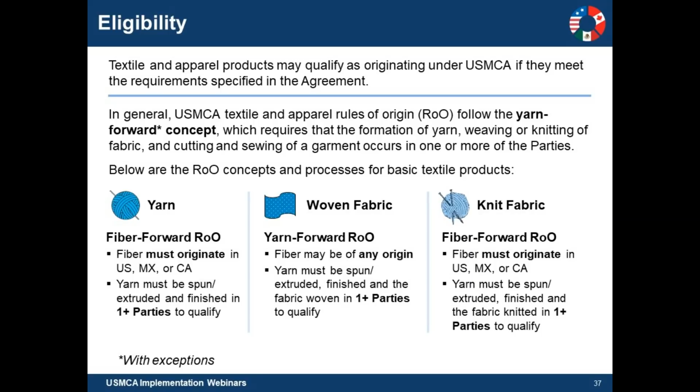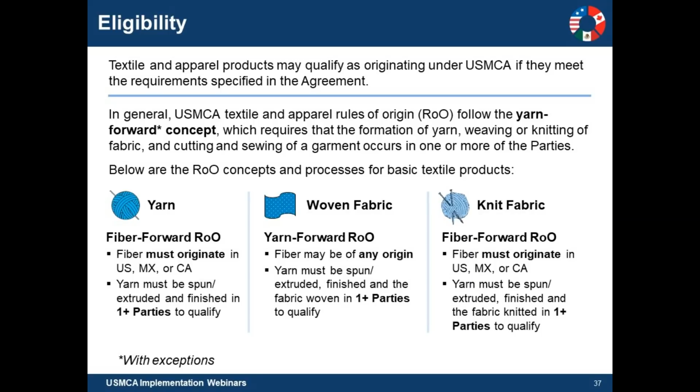Woven fabric follows the yarn forward rule of origin, which allows the fiber to be of any origin, but requires that the yarn is spun or extruded, finished, and fabric woven in one or more parties to qualify for preferential treatment. Yarn follows the fiber forward rule of origin, which states that the fiber must originate in one of the USMCA parties, and the yarn must be spun or extruded and finished in one or more of the parties to qualify for USMCA preferential treatment.